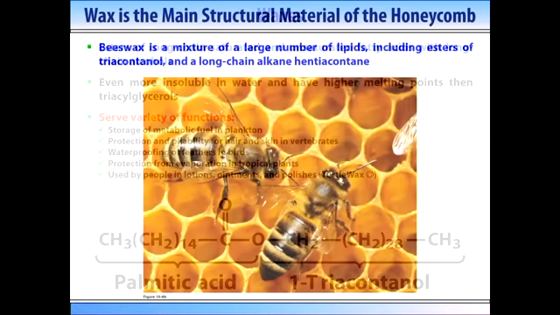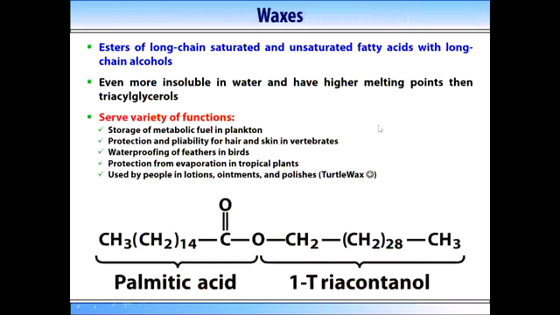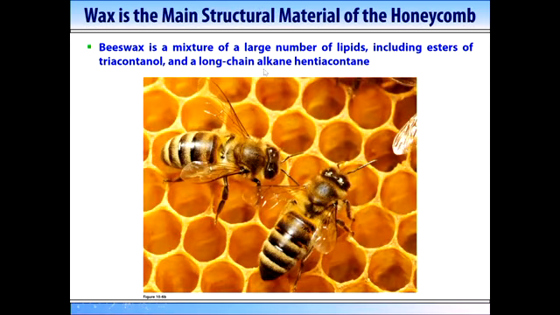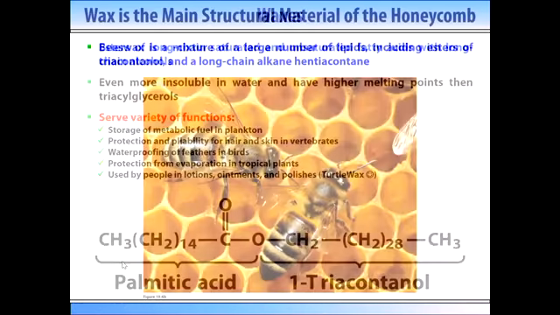They're pretty solid, water-repellent substances like the honeycomb, for example. Beeswax is a mixture of a large number of lipids, including esters of triacontanol, that long alcohol which contains 30 carbons, and the long-chain alkane hentriacontane. Basically, the formula of beeswax is somewhat similar to this one.